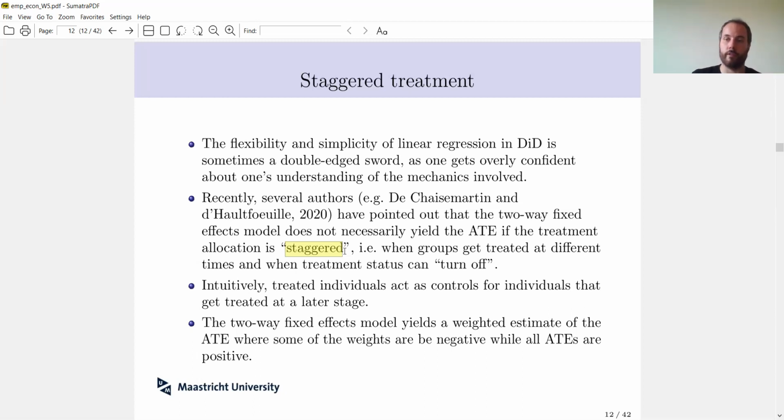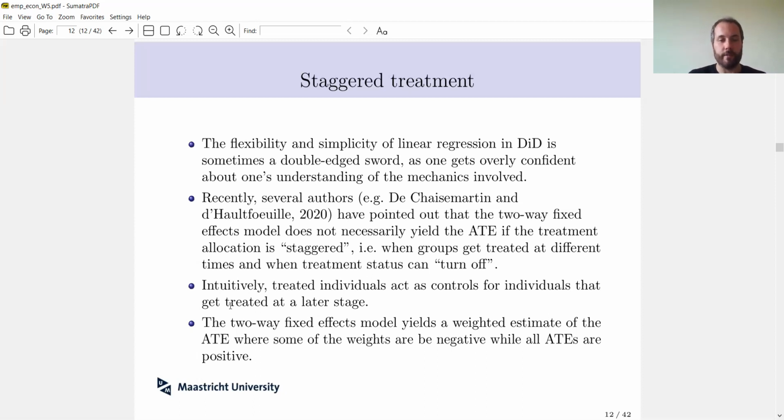So for instance, let's say, again, we have the US states. There is a change in law that first takes place in New York, then it's taken in Massachusetts, then the next ones that adopt the law are the Californians, for instance. So the treatment takes place at different times. And well, because people thought, we understand linear regression so well, what could go wrong, right?